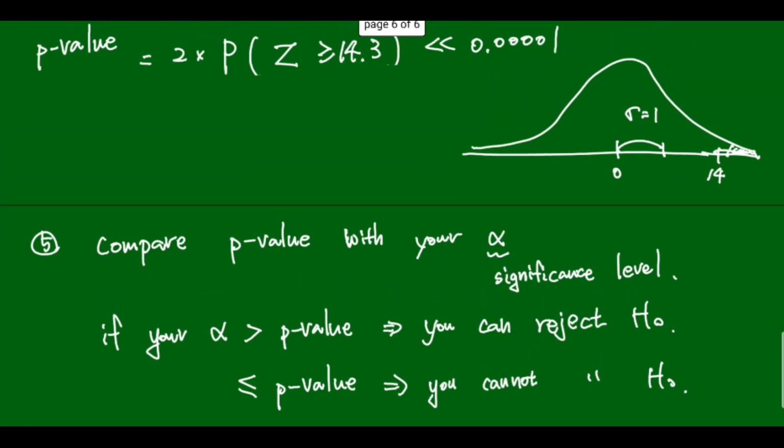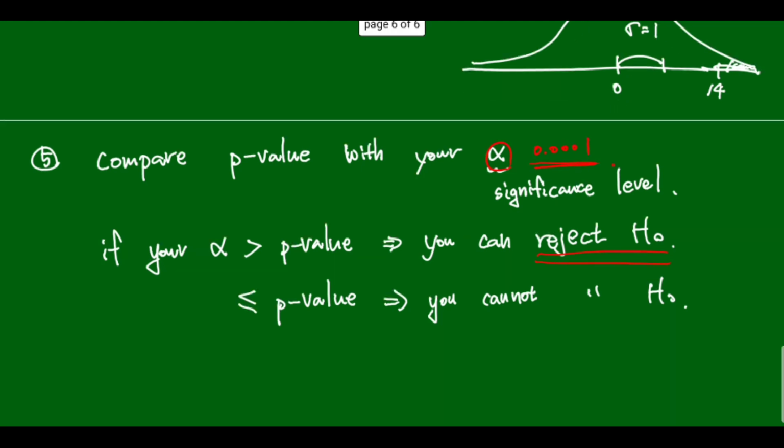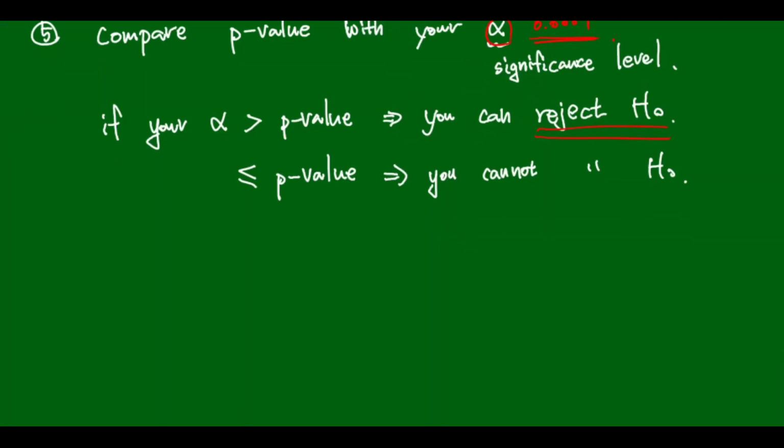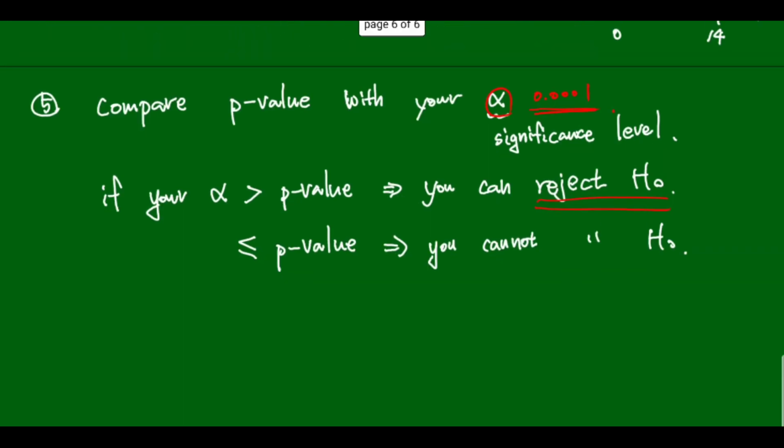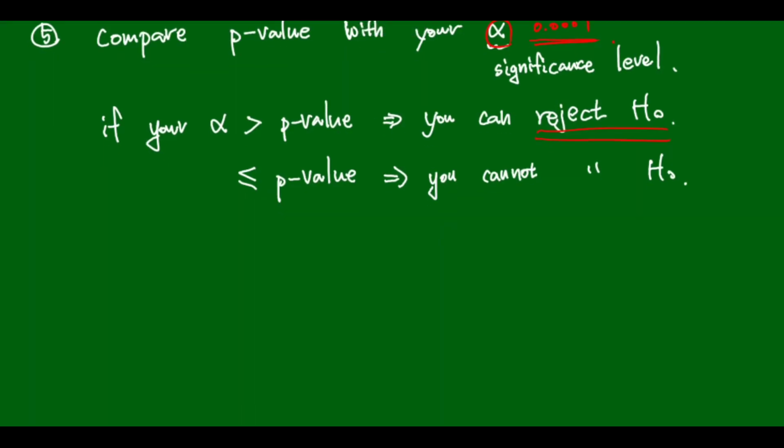Even if I set my significance level at 0.0001, I can reject my H null. And what does that mean? That means we have statistically enough evidence to say that the death rate of COVID-19 in both countries is not the same. Okay, does it make sense? Okay, so this is it for today for the two sample proportion test.